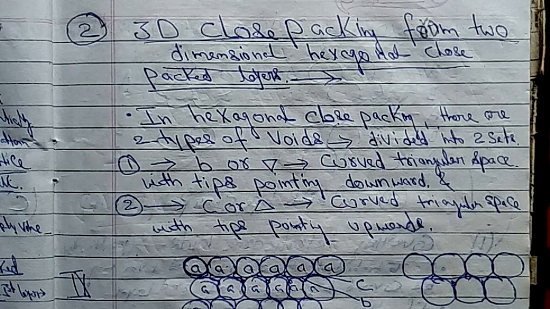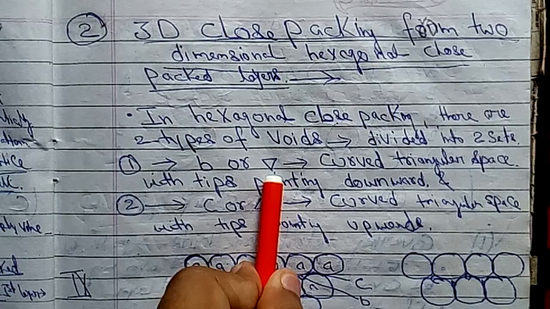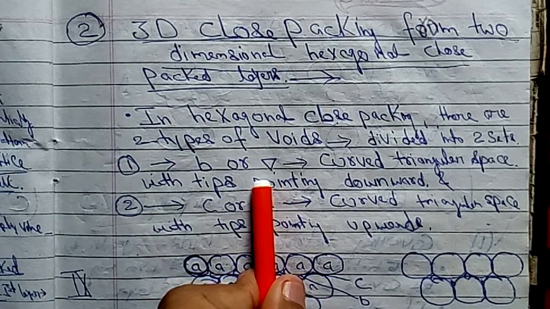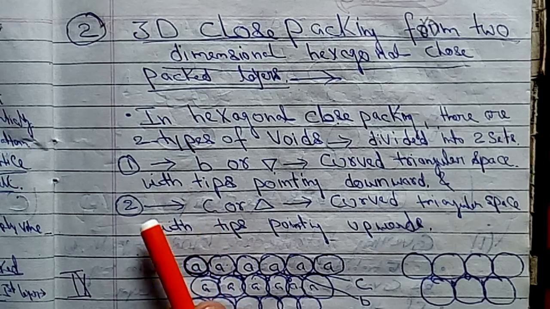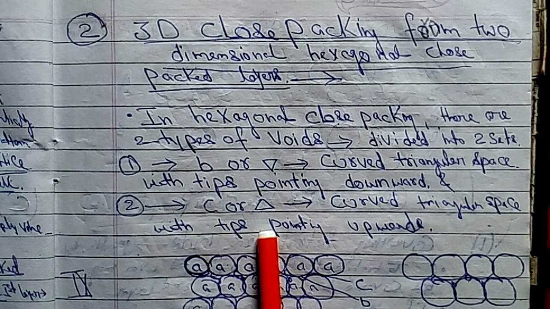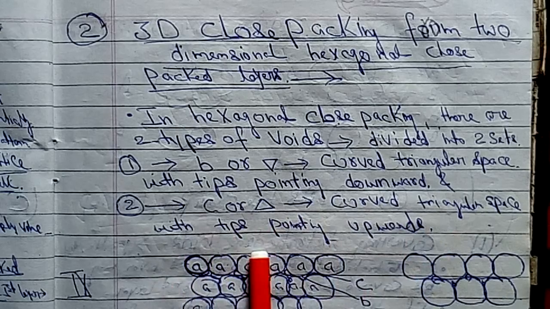Voids, we know, are the vacant space present in the gap between two spheres. So in a hexagonal close packed layer there are two types of voids, divided into two sets. The first one is B, or triangle with downward tip. So B is called what? Curved triangular space with tips pointing downward. If the tip of the triangle is pointing downward, that is called B, or curved triangular space with tip pointing downward voids. And the second type of void is C, or triangular tip pointing upward. So, curved triangular space with tip pointing upward.